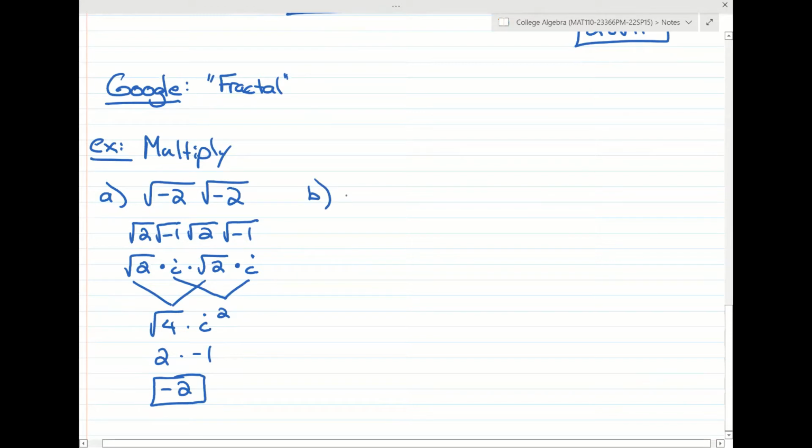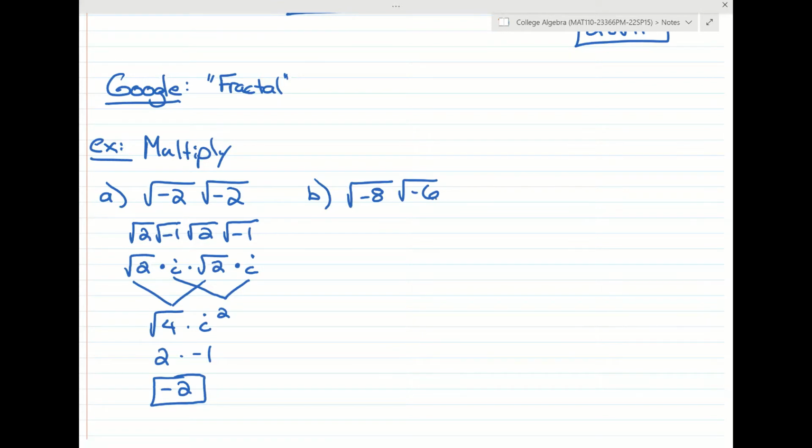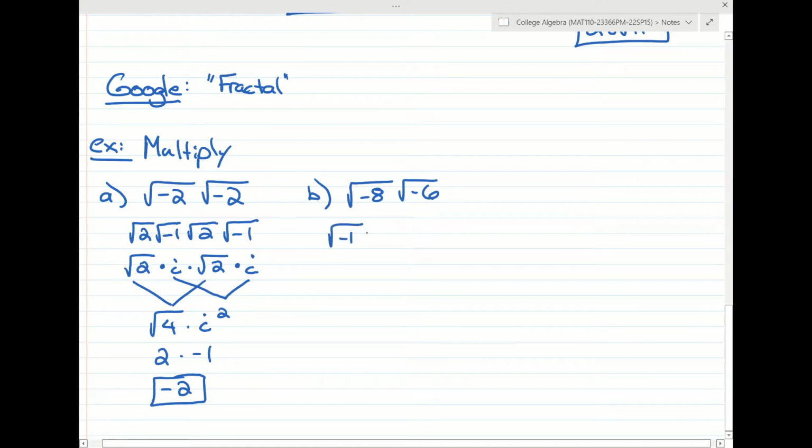What about if we had the square root of -8 times the square root of -6? You can't just do -8 times -6 and get a positive answer. It doesn't work like that. You cannot multiply two radicals if both of the radicands are negative. So we have to do i first. I'm going to write the square root of -1 times the square root of 8 times the square root of -1 times the square root of 6, which is just i times i times the square root of 48.